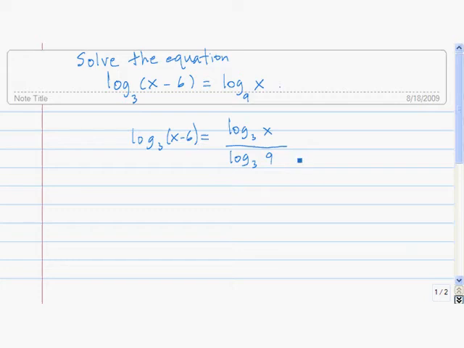Okay, so now we should clean up this right-hand side. So let's take a look at this denominator, log base 3 of 9. The value of that is the power to which we must raise 3 in order to get 9. So that's 3 to what power gives you 9? The answer is 2. 3 to the second power gives you 9.